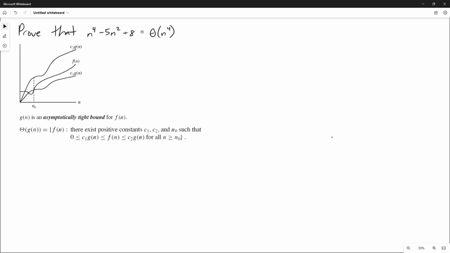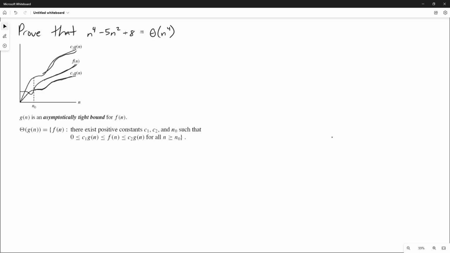For the practice problem that she gave out in the other class, we have this: prove that n to the 4 minus 5n squared plus 8 is equal to theta of n to the 4. So we're basically trying to find which two bounds would give us this, where this equation is in the middle of both of those, given C1 and C2.